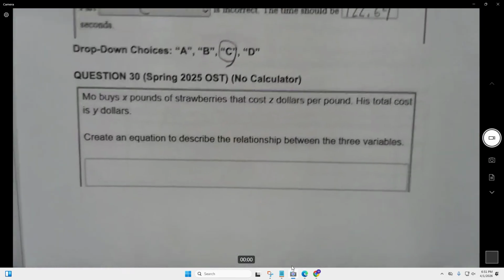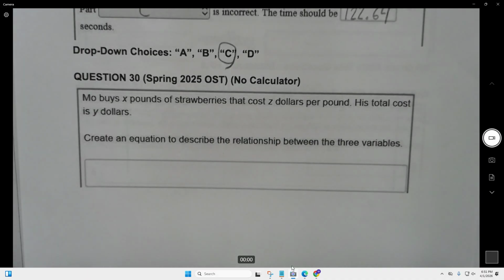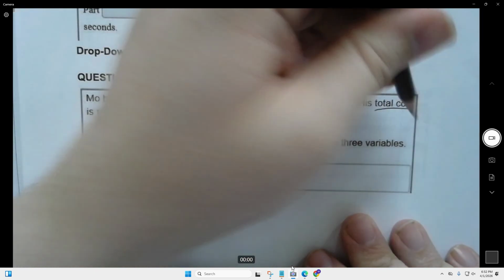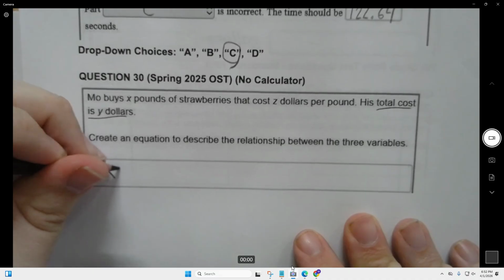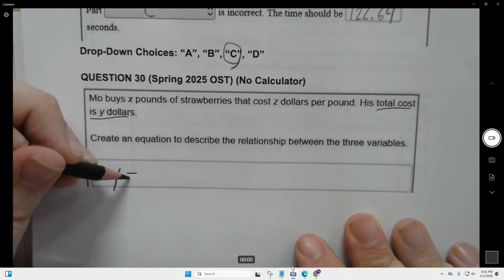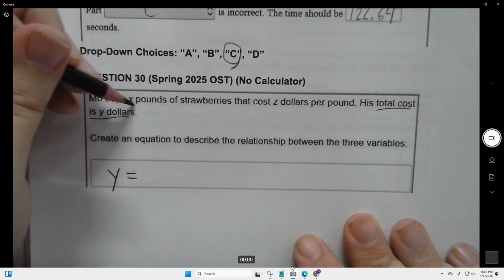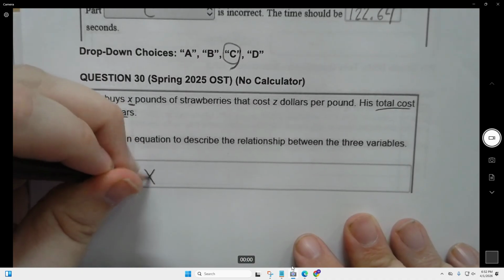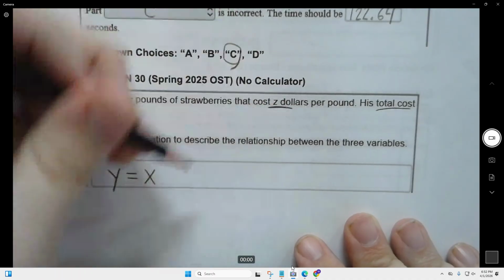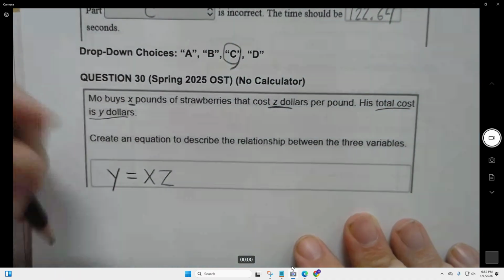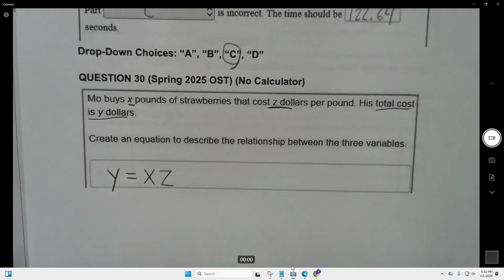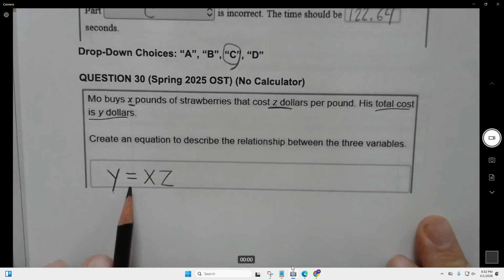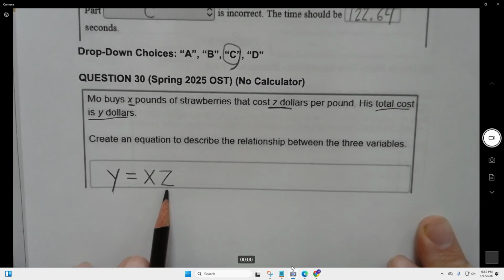Mo, no calculator allowed, buys X pounds of strawberries that cost Z dollars per pound. His total cost is Y dollars. Create an equation to describe the relationship between the three variables. So as always, total cost, your total should always be by itself. Y equals the number of pounds of strawberries you buy at the amount per pound. Total equals pounds times price per pound.